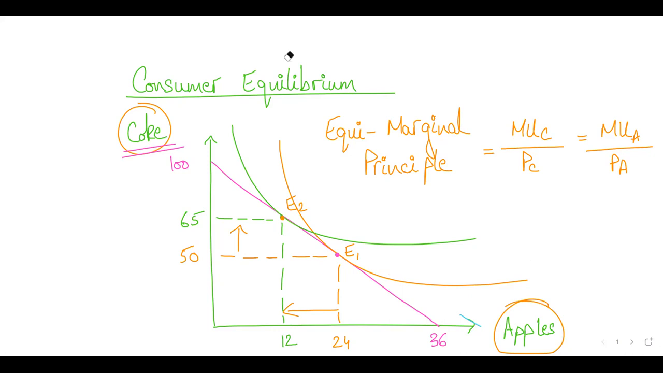Okay, now coming to your question. So you wanted me to explain how we show income and substitution effect on the consumer equilibrium graph, right? Let me draw a straight line. Okay, now have a look at this. So we know that whenever the price of a good changes, it will cause two effects. It will cause substitution effect and it will cause income effect.